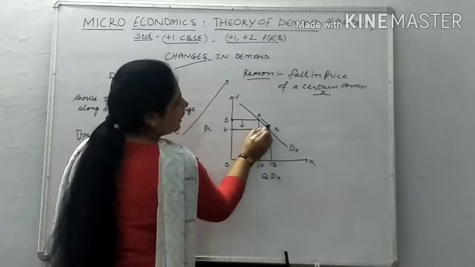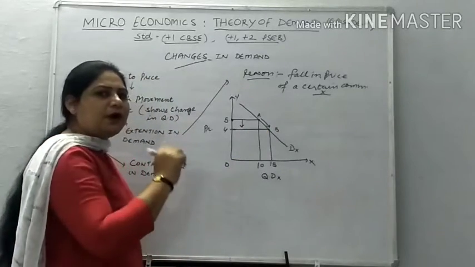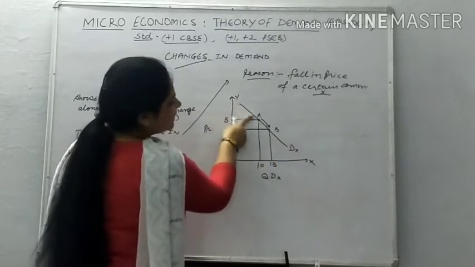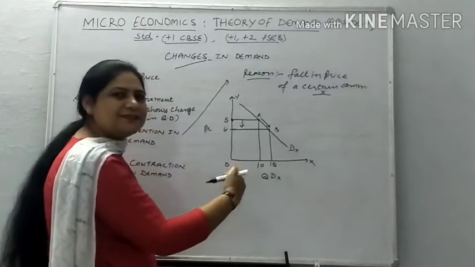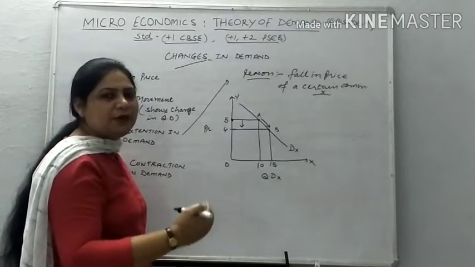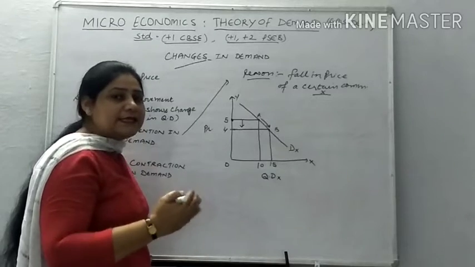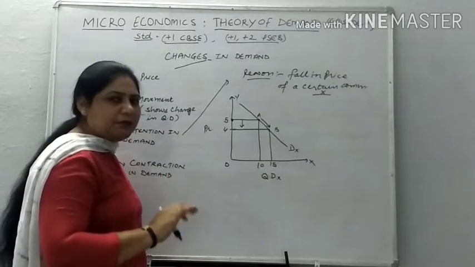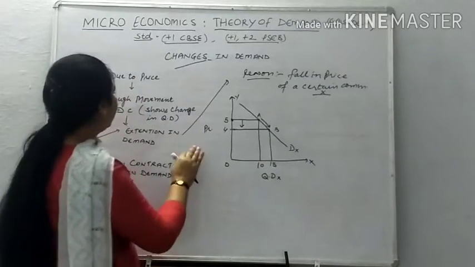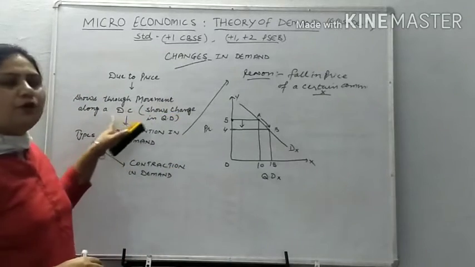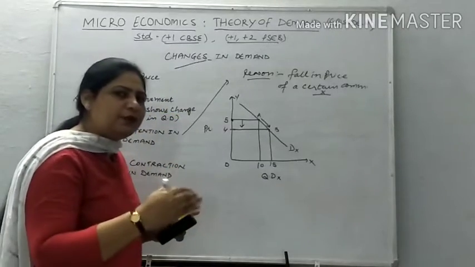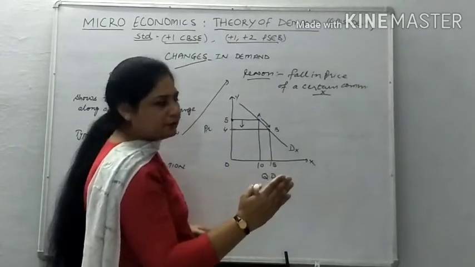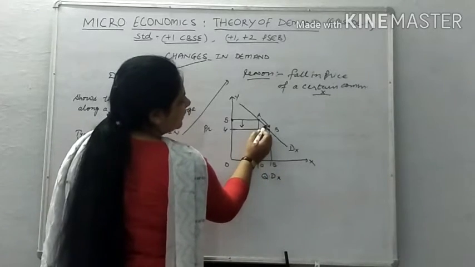We can show it through an arrow. Here we mark an arrow which shows downward movement along the same demand curve. So this is our rule: movement along the same demand curve shows a change in quantity demanded. If there happens a change in quantity demanded, we can show it through movement along the same demand curve, according to our rule of the law of demand. Okay students, only this downward arrow.